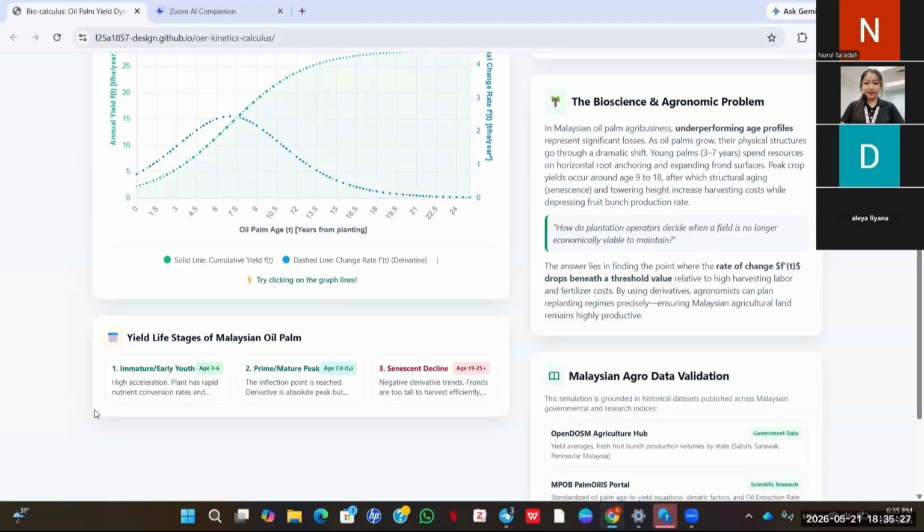This section explains the life stages of oil palm. Number 1 is the immature stage. This palm tree has not produced fruit yet. Number 2, the premature stage, where production starts to increase. Number 3, senescent decline. All the trees become less productive.